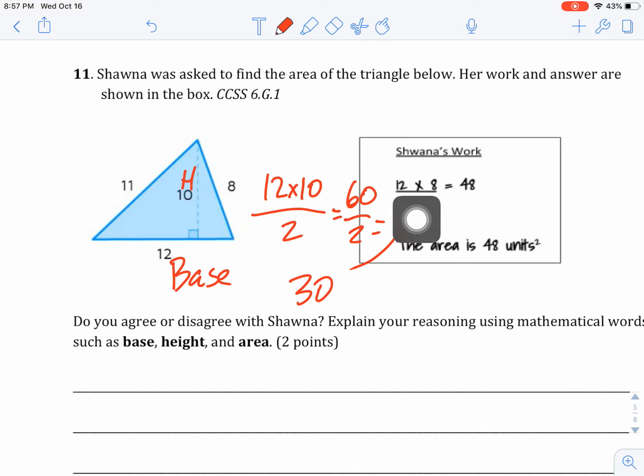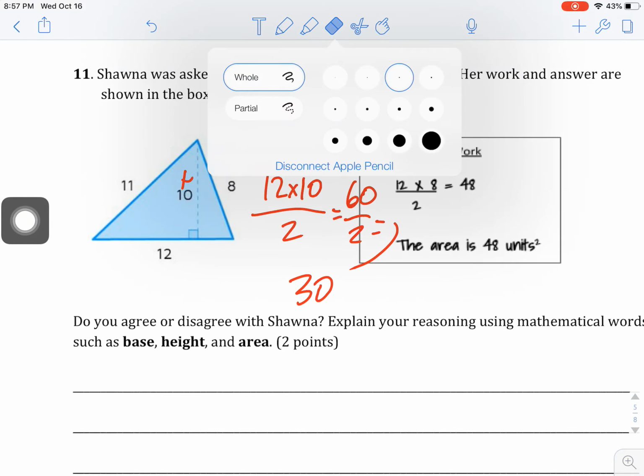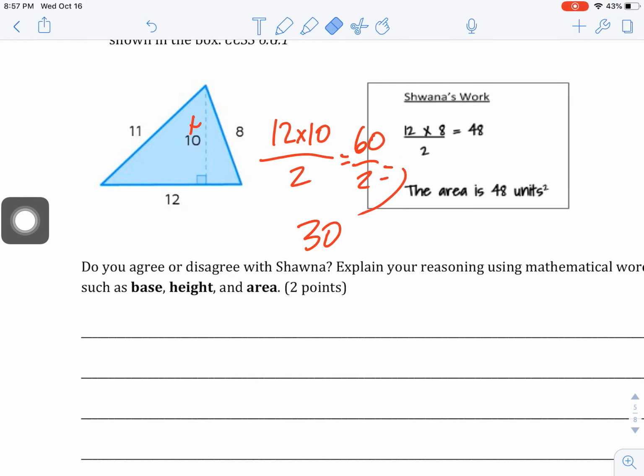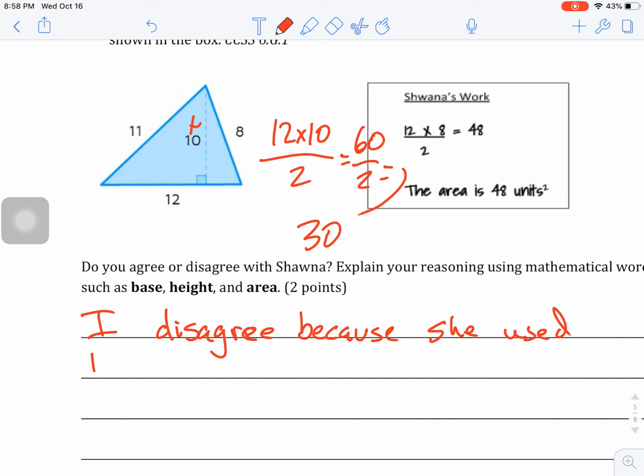Shauna's work is clearly different. She did 12 times 8. So if you look back at what she did, she picked 8 as the height. That's definitely wrong. So what you would say is something like, I disagree because she used the wrong height.